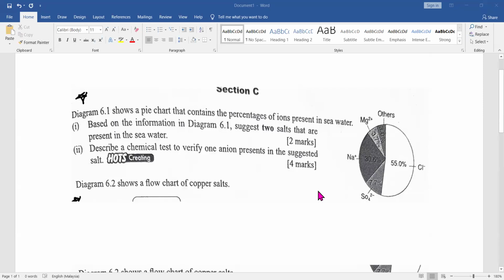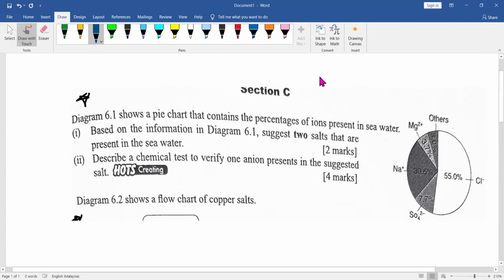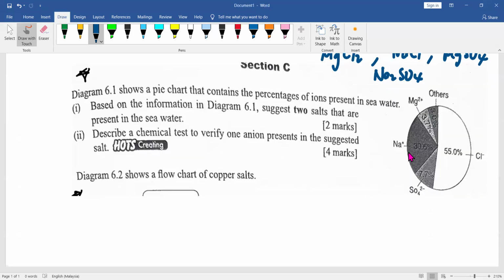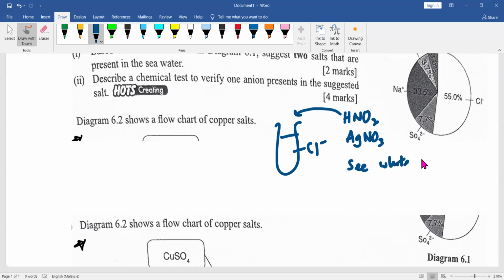So, a pie chart that contains the percentage of ions in seawater. Just two salts that are present. If you don't know how to do this one, you can sit down and try. You just combine the positive and the negative ions. Any two. Describe a test to verify one anion present in the salt. Let's say you want to test for chloride. Remember, always add hydrochloric acid and then add silver nitrate. If you see a white precipitate, chloride ion is present.